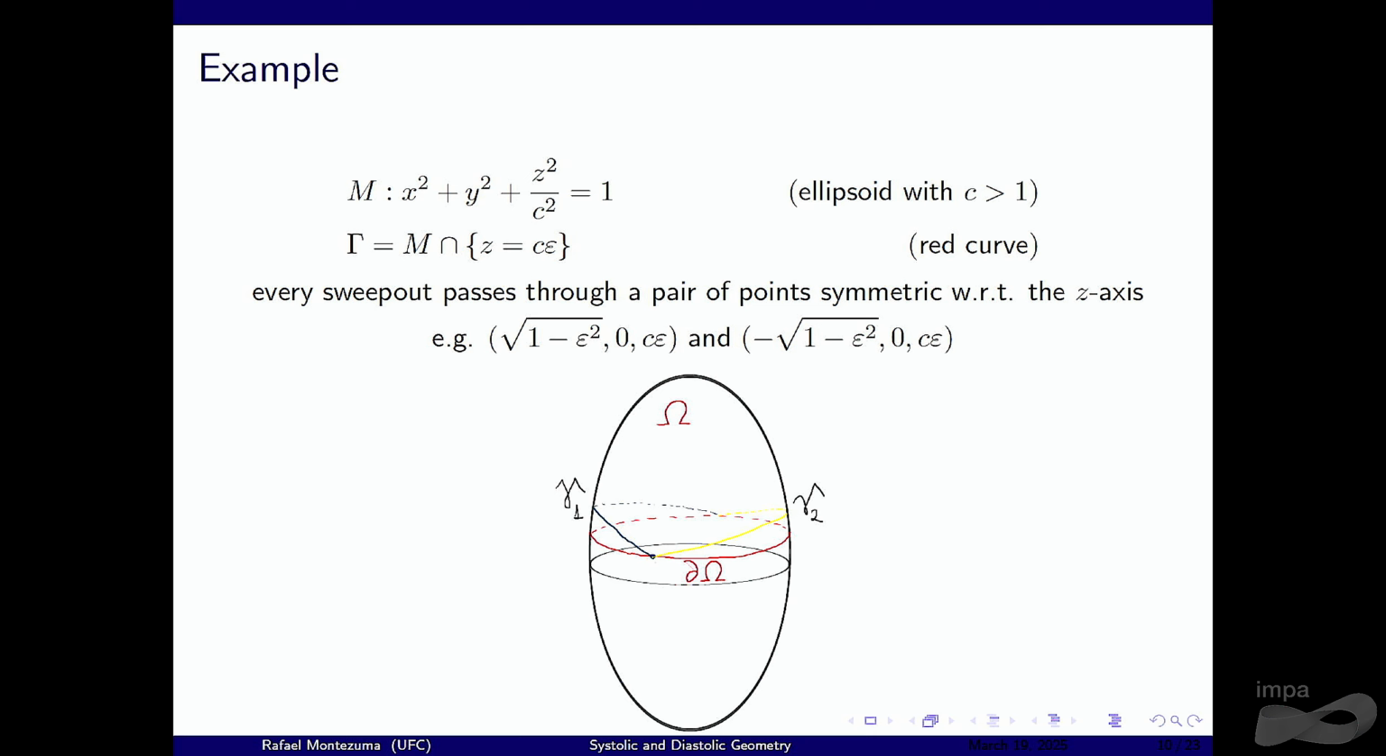Right? So of course, if you take any sweep out of this red curve by pairs, you're always going to have a pair of points like this. And this is actually the diameter. So it's the maximum of the function. So in this example, the length of these 2 curves, which is the distance between the 2 endpoints, this is the width. Right? So this is the width, and it's not realized by a free boundary minimizing geodesic. Okay?